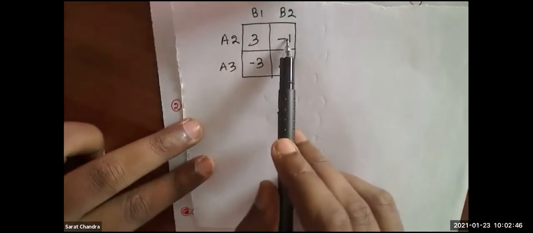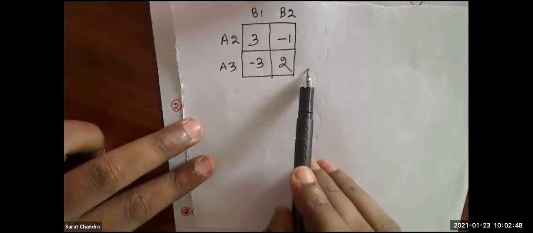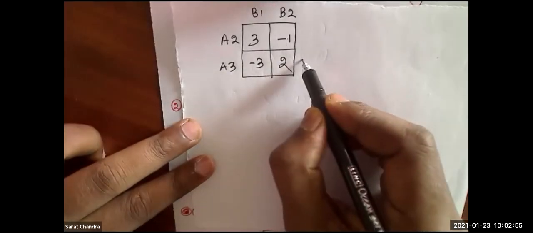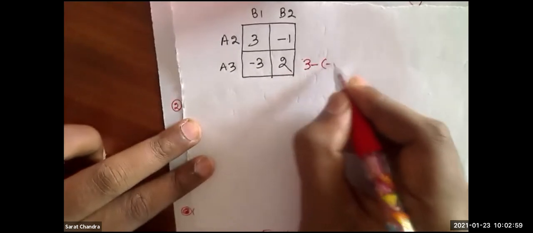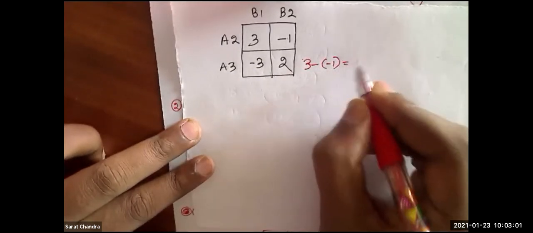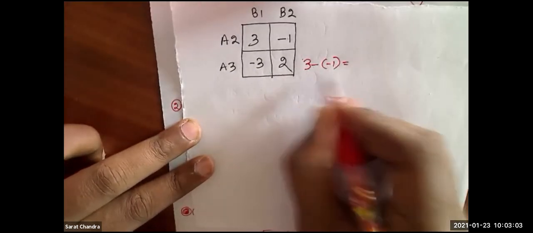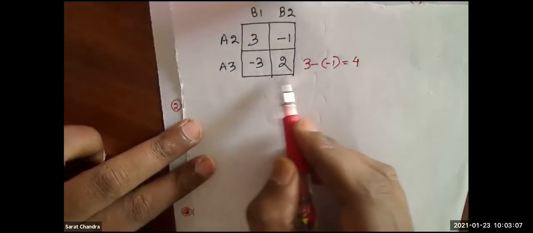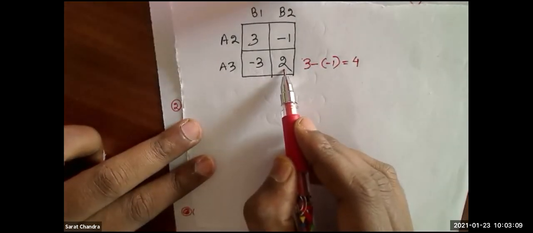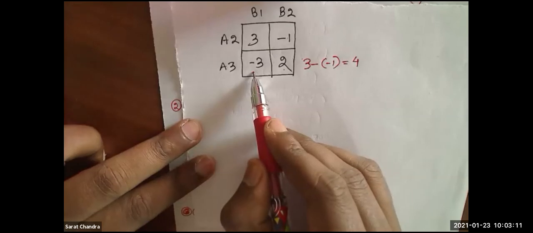How to solve this matrix? Take the difference of one row, write it in the opposite row. What is the difference between 3 and minus 1? So I will take the difference. 3 minus of minus 1, minus will be plus, 3 plus 1 is 4. Similarly, here also I will take the difference. Highest number is 2, lowest number is minus 3.